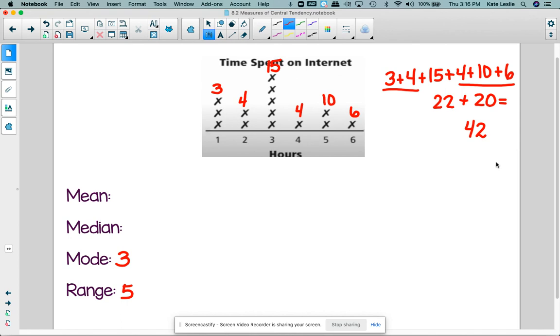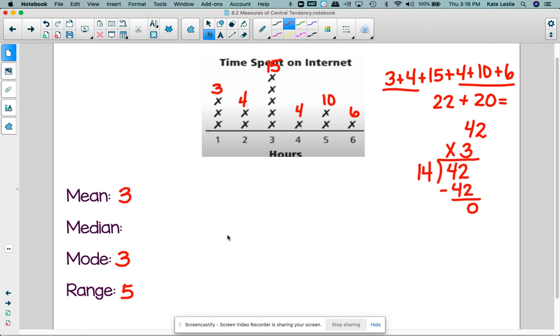Okay, from here, I need to see how many numbers. So go ahead and count the x's. There are a total of 14 x's here. So I'm going to do 42 divided by 14. 14 can't go into 4, but it goes into 42 3 whole times. So 3 times 14 is 42. And I have a remainder of 0. So my mean is 3. Came out nice and even, nice and pretty.